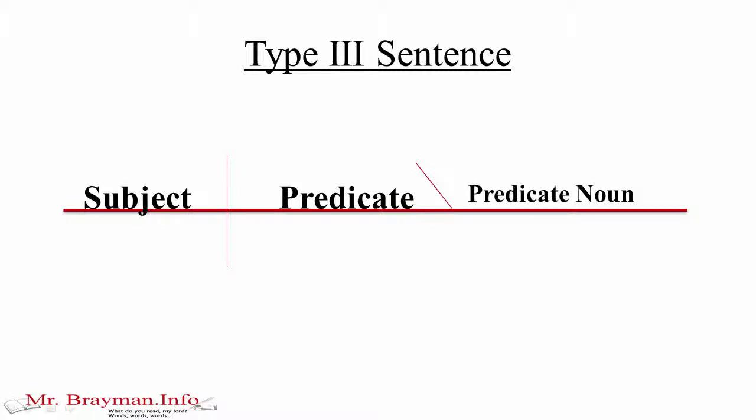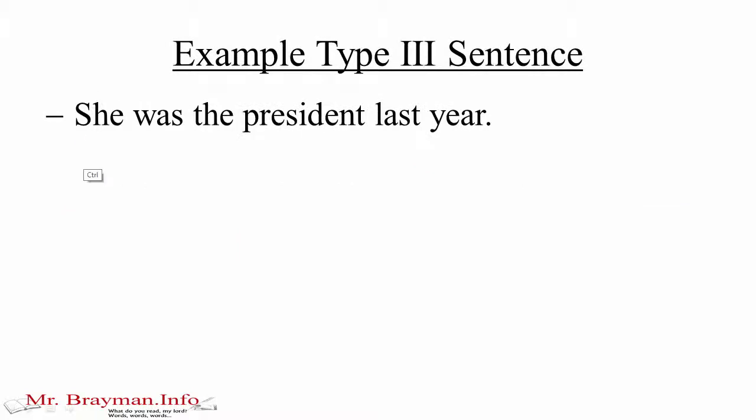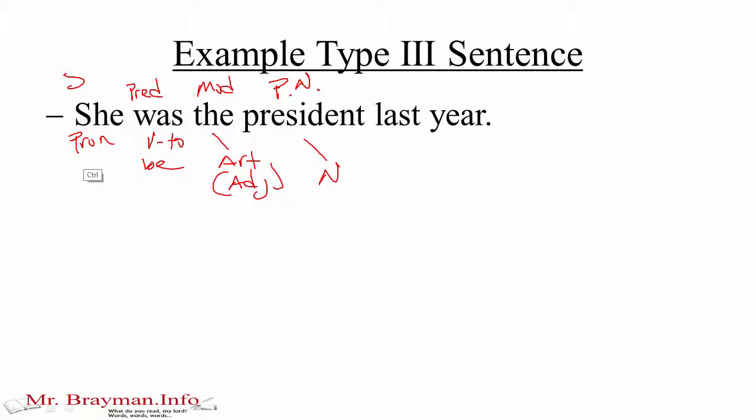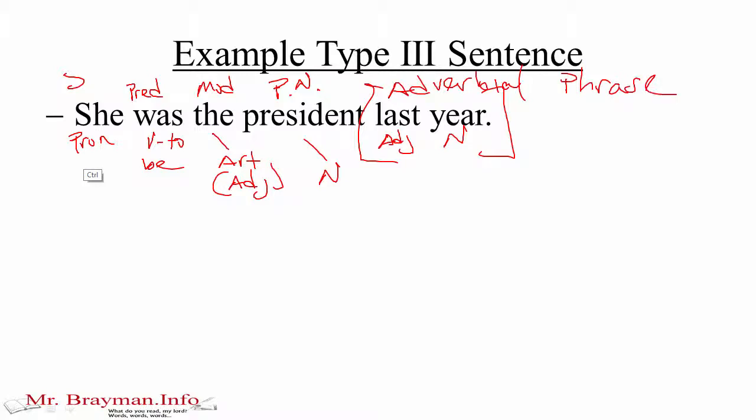All right, finally, type 3 sentences. You notice they look exactly the same on the diagram. The only difference is right here with the predicate noun. Predicate is always going to be a form of the verb to be for a type 3 sentence. What do we got going on here? Because I can see how this is developing, right? I've got my subject, I've got my predicate, I have a modifier, and I have a predicate noun. What's going on here? Last year, last year. These are adverbs. This is actually an adjective. This is a noun, but this is acting like an adverbial phrase because it's telling when she was the president, right?